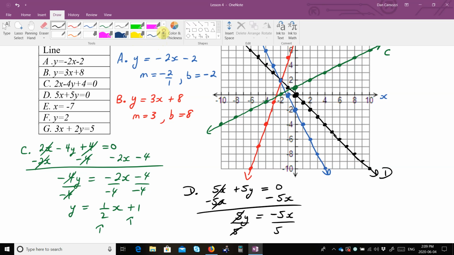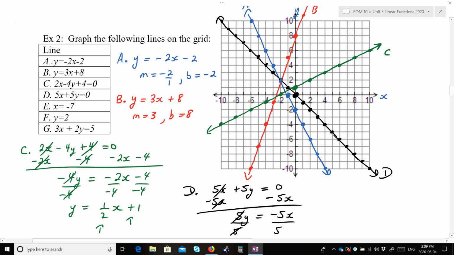Let's see if I can maybe try this purple here. Okay, so for letter E, we've got x equals negative 7. That means that x equals negative 7 all the time, regardless of what y is. So there's letter E. And I'm going to do F in this purpley pink as well. Y equals 2. Y equals 2 all the time would be a line like that. That's letter F.